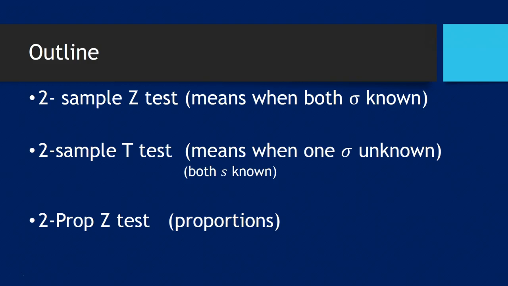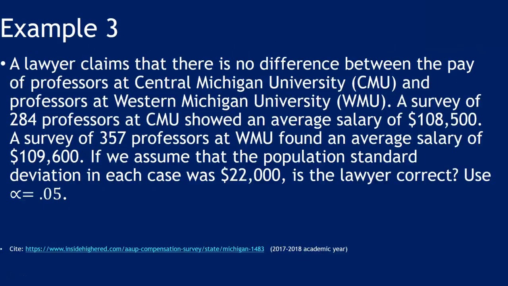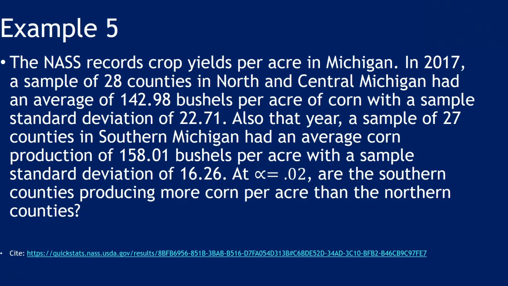So we're going to go today and look at the other tests. We're going to look at, first off, how we can give you curveballs on the Z and T tests. We're going to look at proportion tests, and then remember the one more test when we have paired data. So we're utilizing those tests here. We left off with example 5, which was about the average corn yields in north and central Michigan versus the southern Michigan counties.